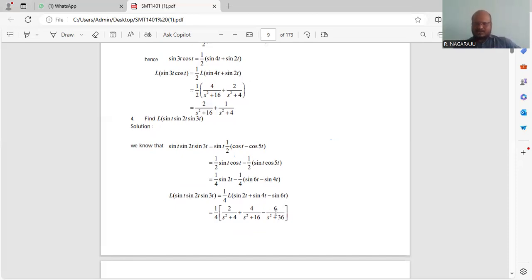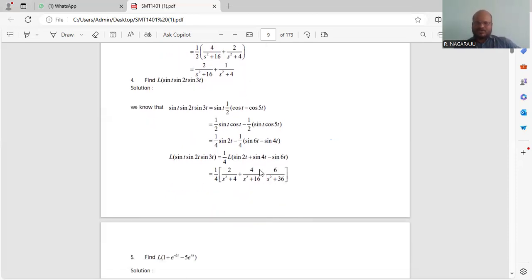So L of sin 2t is nothing but a by s square plus a square, and here all are sine functions only. So here also you will get a by s square plus a square. That is nothing but 2 by s square plus 4, and 4 by s square plus 16, minus 6 by s square plus 36.